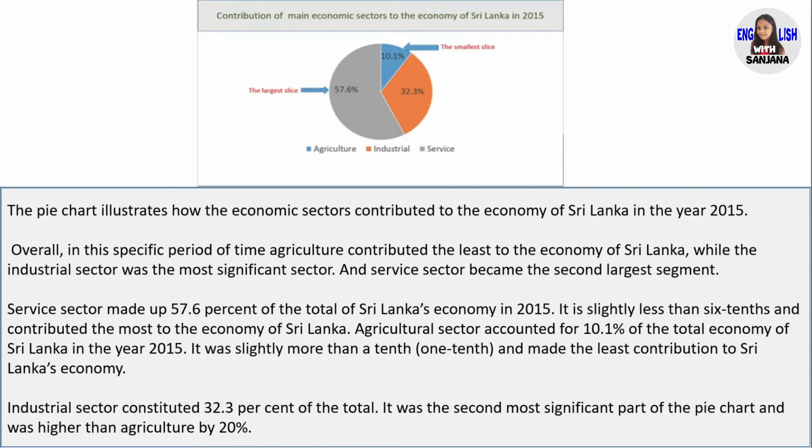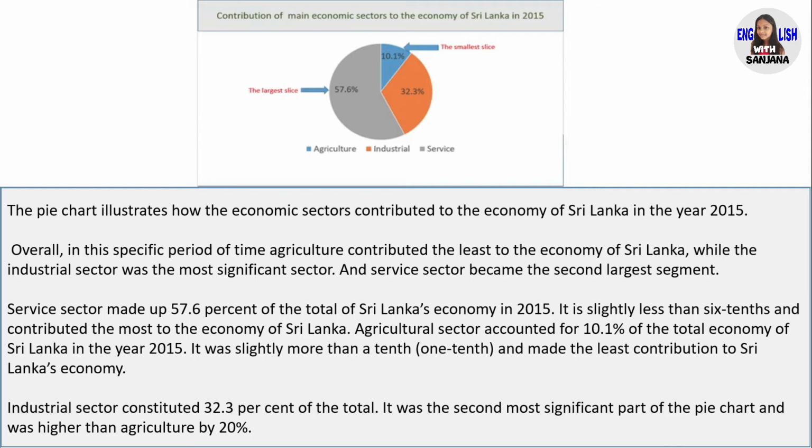Service sector made up 57.6% of the total of Sri Lanka's economy in 2015. It is slightly less than 6/10 and contributed the most to the economy of Sri Lanka. Agricultural sector accounted for 10.1% of the total economy of Sri Lanka in the year 2015. It was slightly more than a tenth and made the least contribution to Sri Lanka's economy.